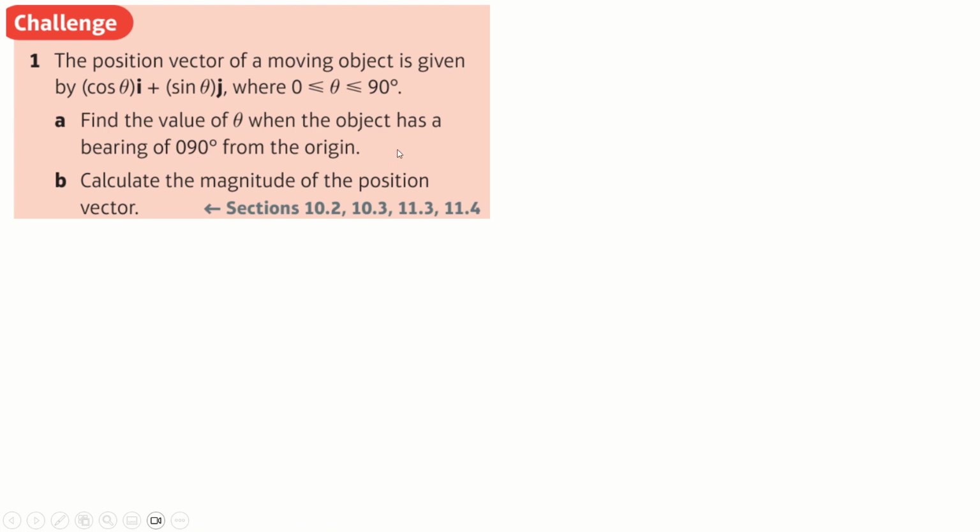So remember, bearing goes from upwards clockwise. So 90 degrees is going to be straight across, which means that I don't know what the magnitude of the i vector is, but I do know that the j vector is 0 because it's going straight across. So therefore, sine of theta equals 0, which happens when theta is 0 in this range here, of course, because sine starts at 0.